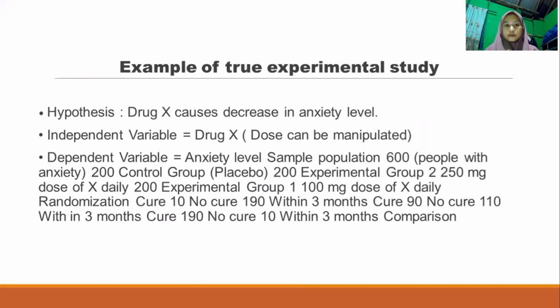Next slide. Example of true experimental study. Hypothesis: drug X causes a decrease in anxiety level. Independent variable: drug X, which can be manipulated. Dependent variable: anxiety level. Sample population: 600 people with anxiety. 200 in the control group, given a placebo.